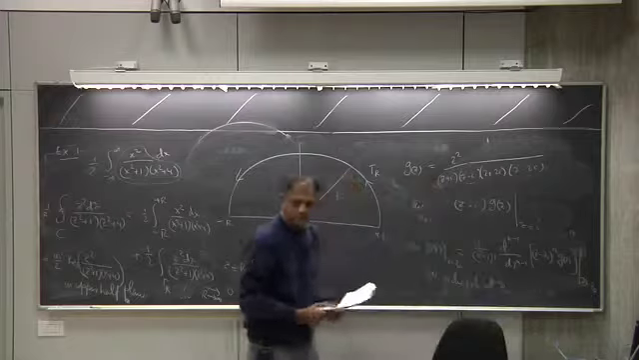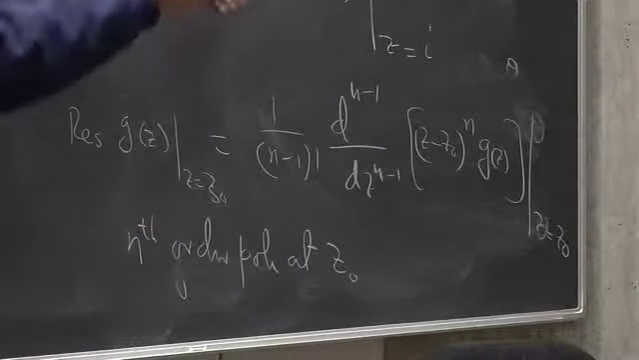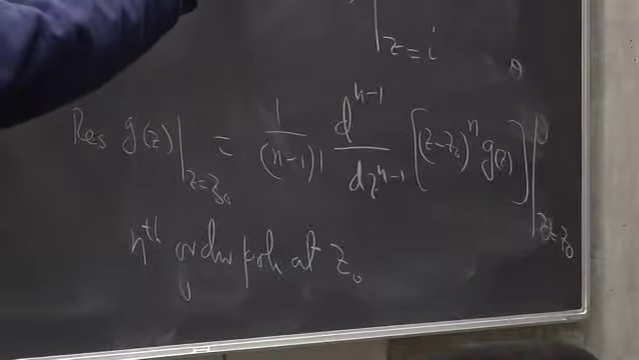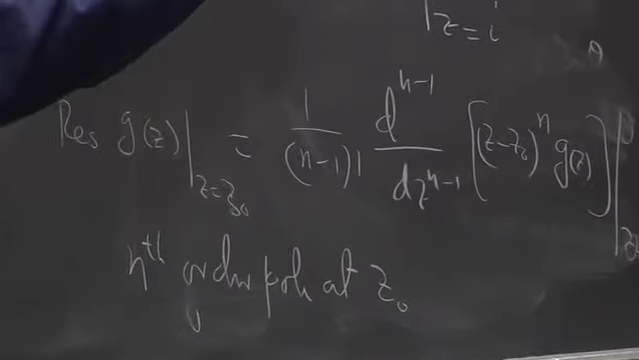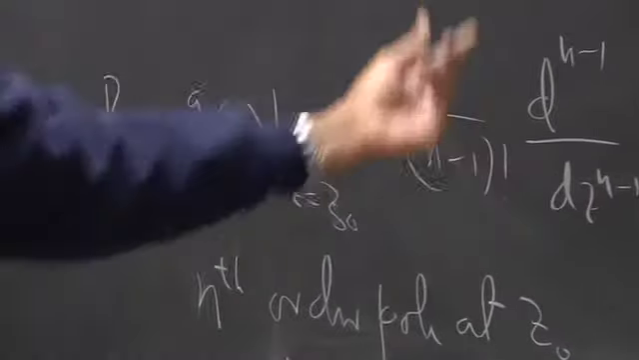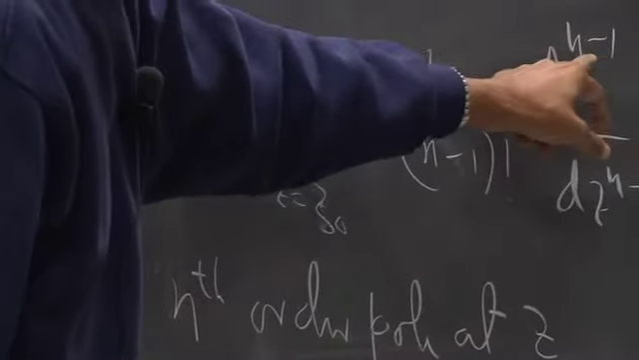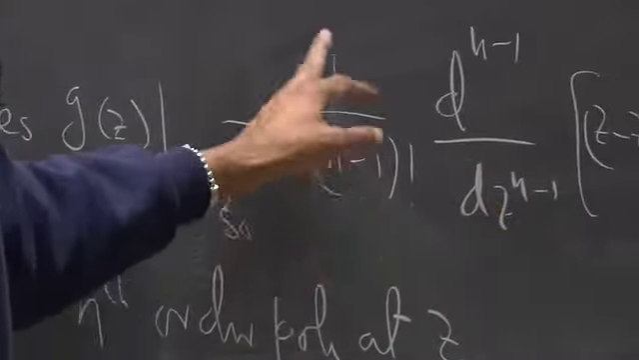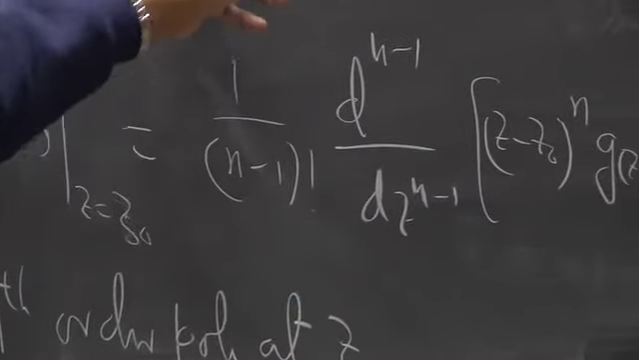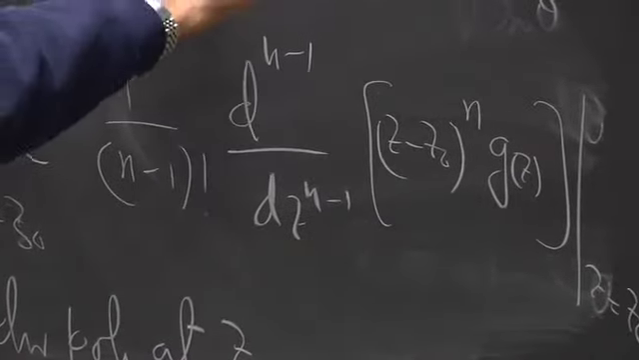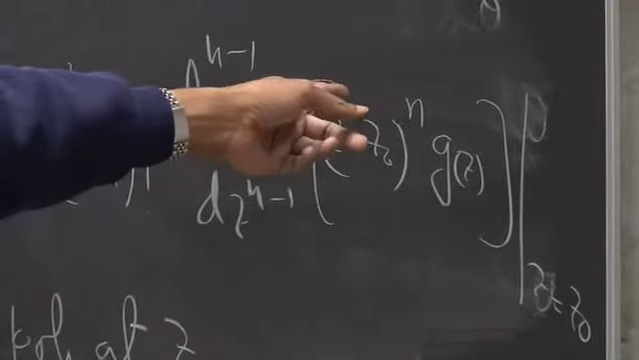This is the general formula for the nth order pole, but here you see it's all first order poles. At z equal to i, there is only this one factor that vanishes, there's nothing else. So n is 1, there's no derivative, this is just 1, so it is simply that. Just multiply by z minus i times this function and evaluate at z equal to i.